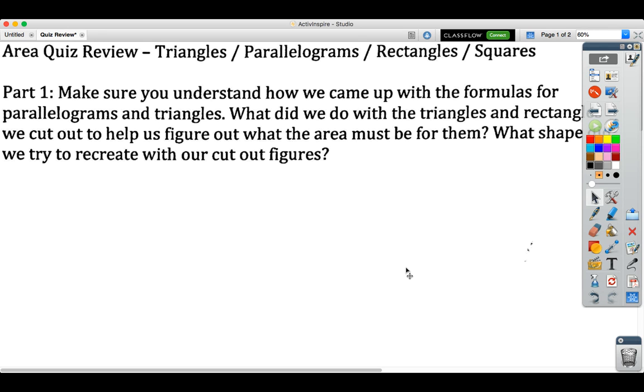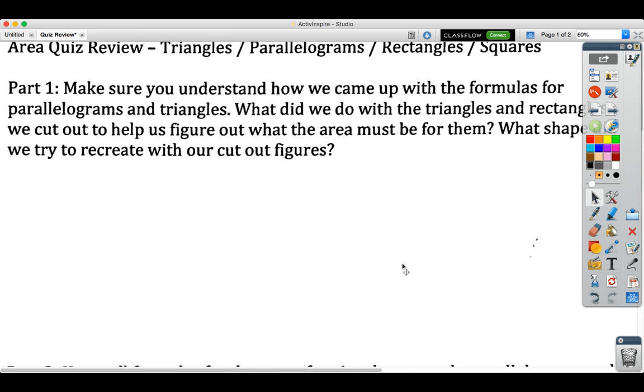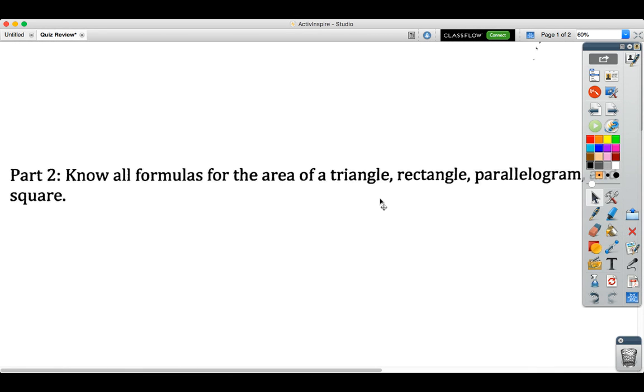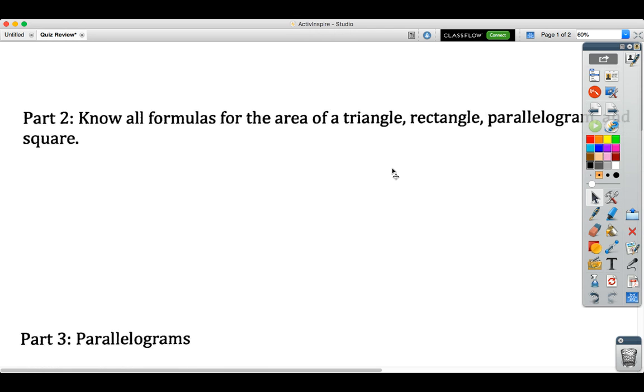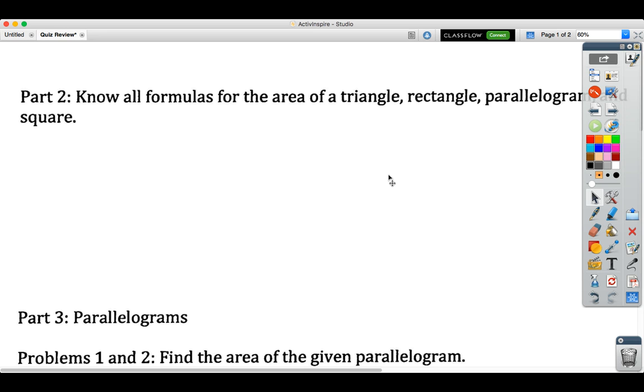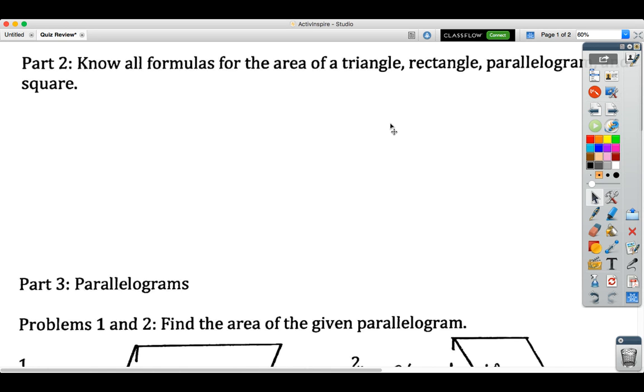So part one has a lot of different variations, so I don't want to go through part one with you because I don't want to confuse you. But just think about what we did in class and how we created the formula for parallelograms and triangles, and what shapes we were creating. Right? For part two, know all the formulas. I'm not going through this one because you guys have all this written down in your notebooks as well, so please refer back to our interactive notebooks that we did in class.